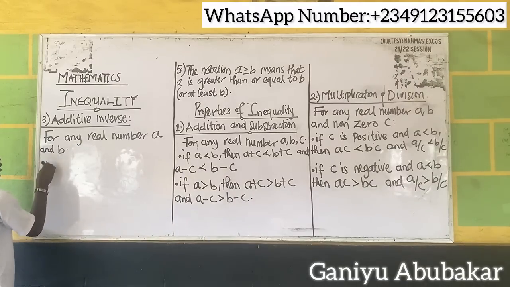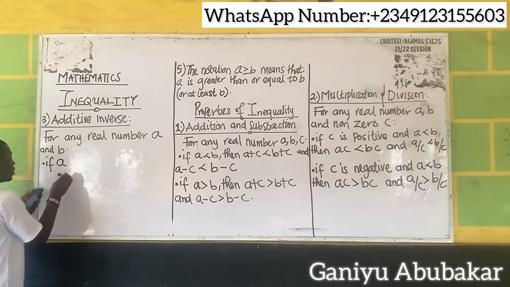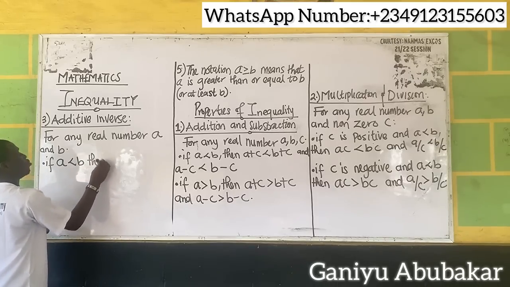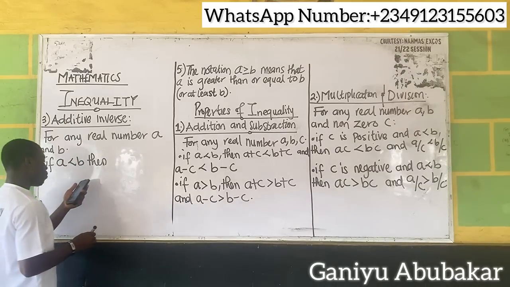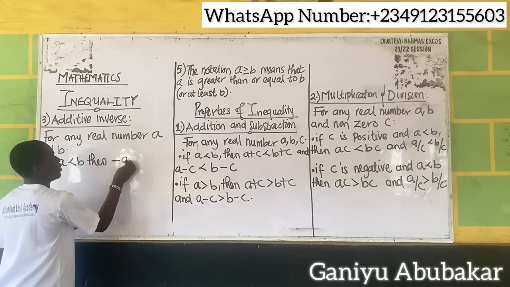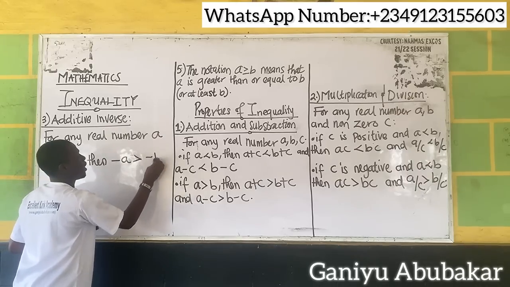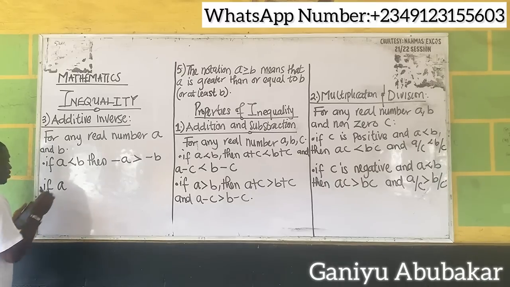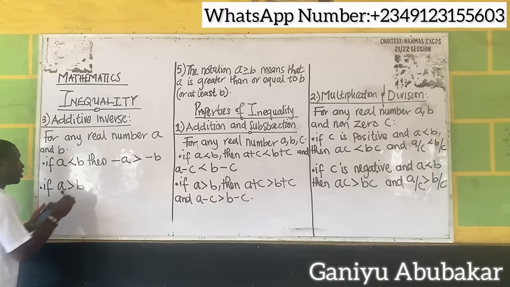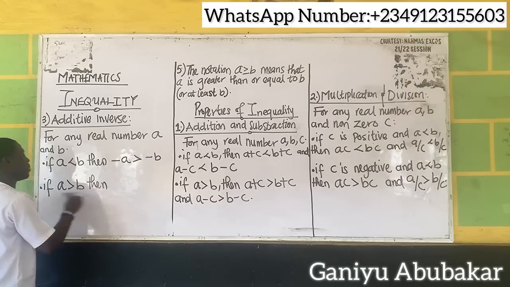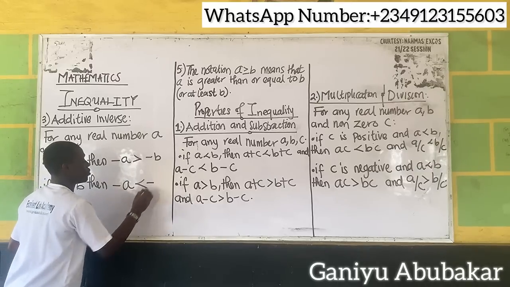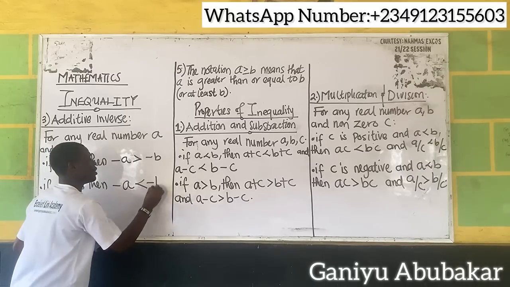The first one says if A is less than B, then when it comes to additive inverse, the expression becomes negative A greater than negative B. All right, first thing to note. Number 2 says if A is greater than B, then when it comes to additive inverse, this can be expressed as negative A less than negative B.